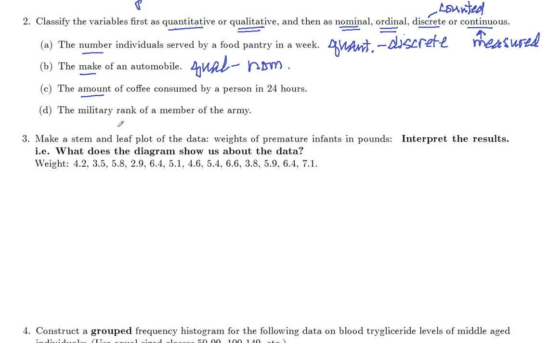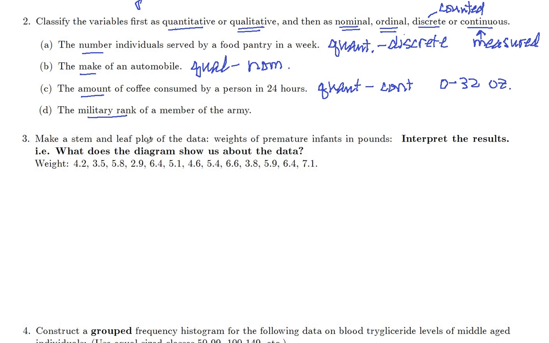The amount of coffee consumed by a person in 24 hours. So you would measure that in cups or ounces or liters, for example, and you can subdivide cups and ounces infinitely. So it takes on everything in a range. So amount of coffee is going to be quantitative. And then it's going to be continuous because it's measured. So, for example, 0 to 32 fluid ounces, or anything in between.